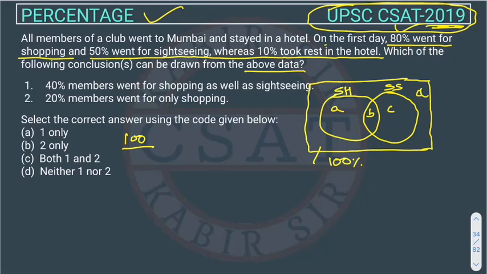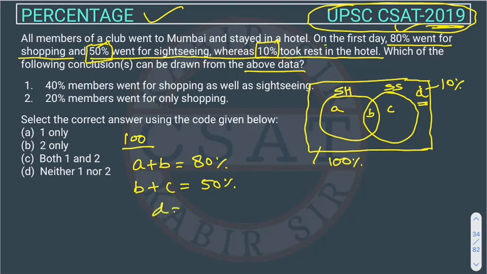Now they have given for shopping 80%, so A plus B will be 80%. Now, see in the question, 50% went for sightseeing. Sightseeing is this circle, in which we have B and C. So B plus C will be equal to 50%. And 10% took rest in the hotel. These are the people who are not going for sightseeing and not going for shopping, so that will be D. So D is 10%.